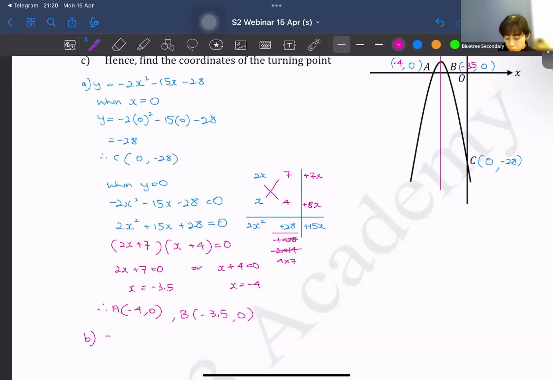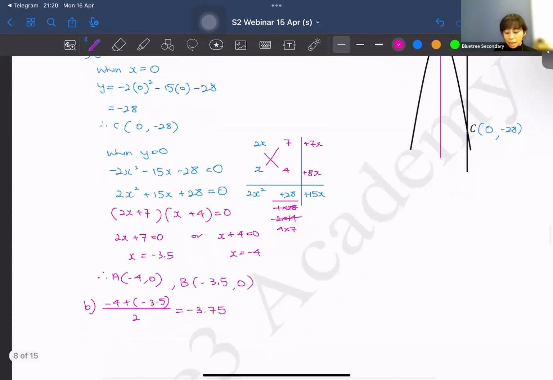So your two x-intercepts are negative 4 and negative 3.5. The sum means you plus. So you add them together and divide by 2. You'll get negative 3.75. Remember, the question asked for an equation. So we are looking at x is equals to negative 3.75. This is the correct format we are looking for.